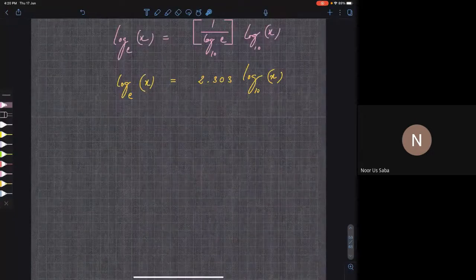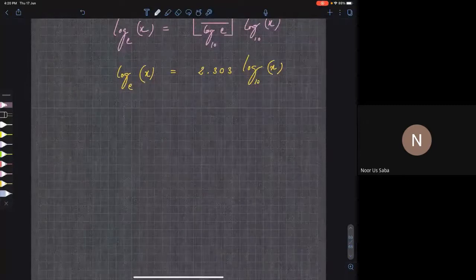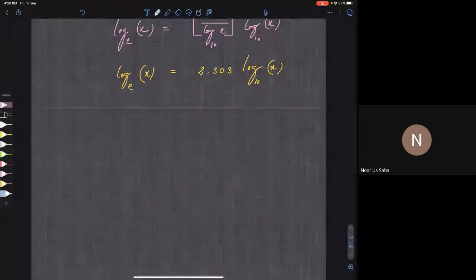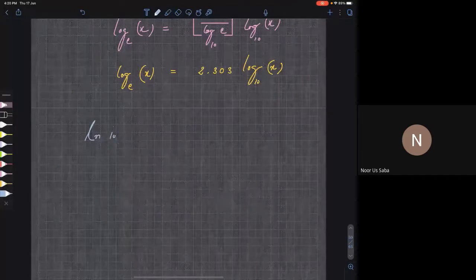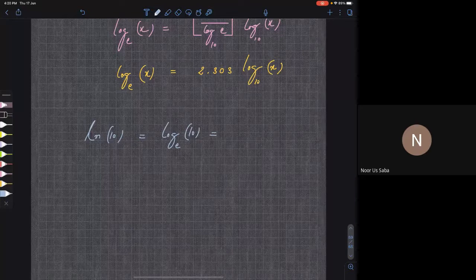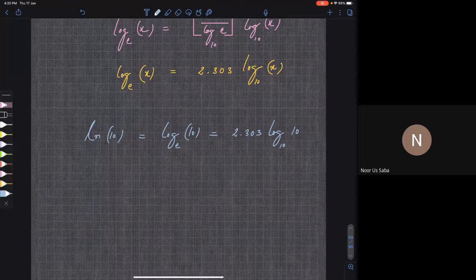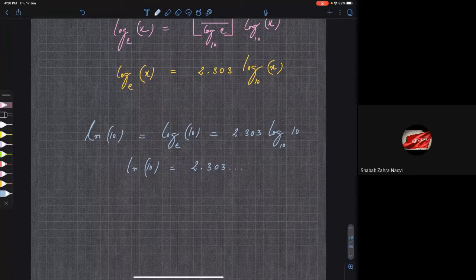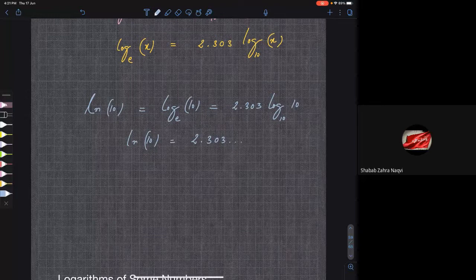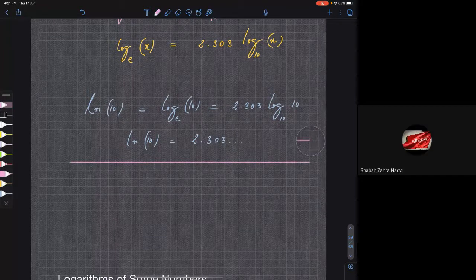Now the good thing is, you can now write the logarithmic values of all the natural logs also. What is the natural log of 10? It is log 10 to the base e, which is equal to 2.303 log 10 to the base 10. So what is ln 10 equal to? 2.303. Clear? Are you getting my point? Any doubt?